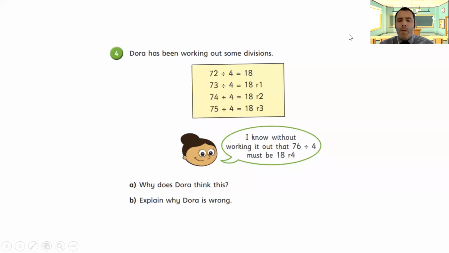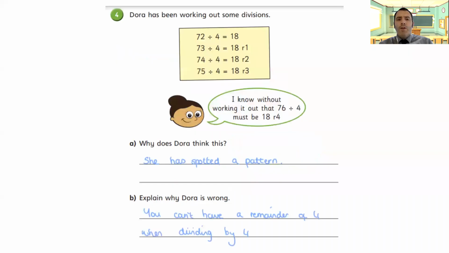What answers did you come up with? The one I came up with, I think Dora thinks this because she spotted a pattern. The further we get away from 72, the bigger the remainder gets, but the whole number stays the same. Dora is wrong because you can't have a remainder of 4 when dividing by 4. Well done if you got that. Give yourselves a clap.